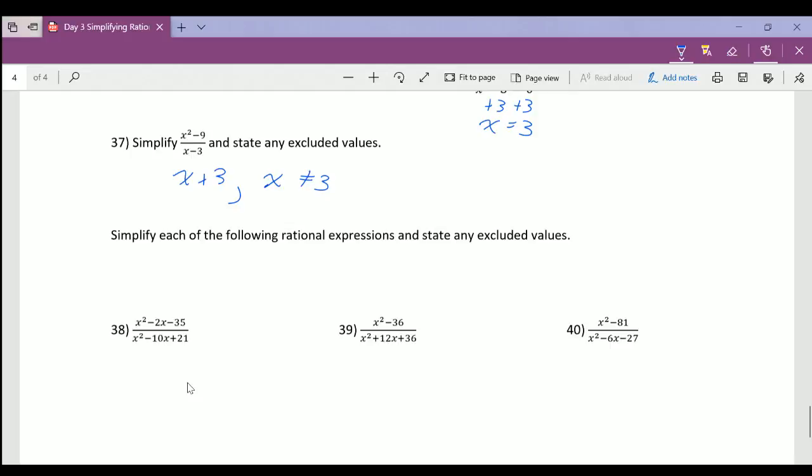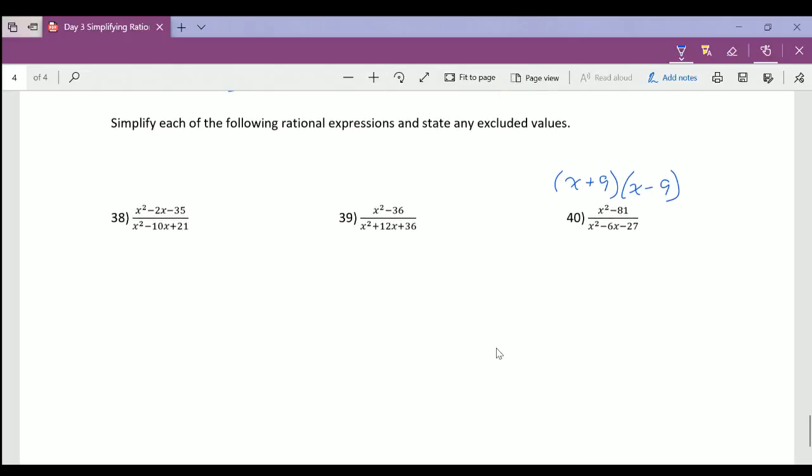All right, well, let's do one of these. How about, I don't know, 40? It looks a little different than what we've already done. Up top, we have a difference of squares: x squared minus 81. That's going to be x plus 9, x minus 9. Now on the bottom, we've got 27. We already have 9s up top, so I'm already thinking about using the number 9, and 3 times 9 does give us 27. But how do we get 6 out of that?